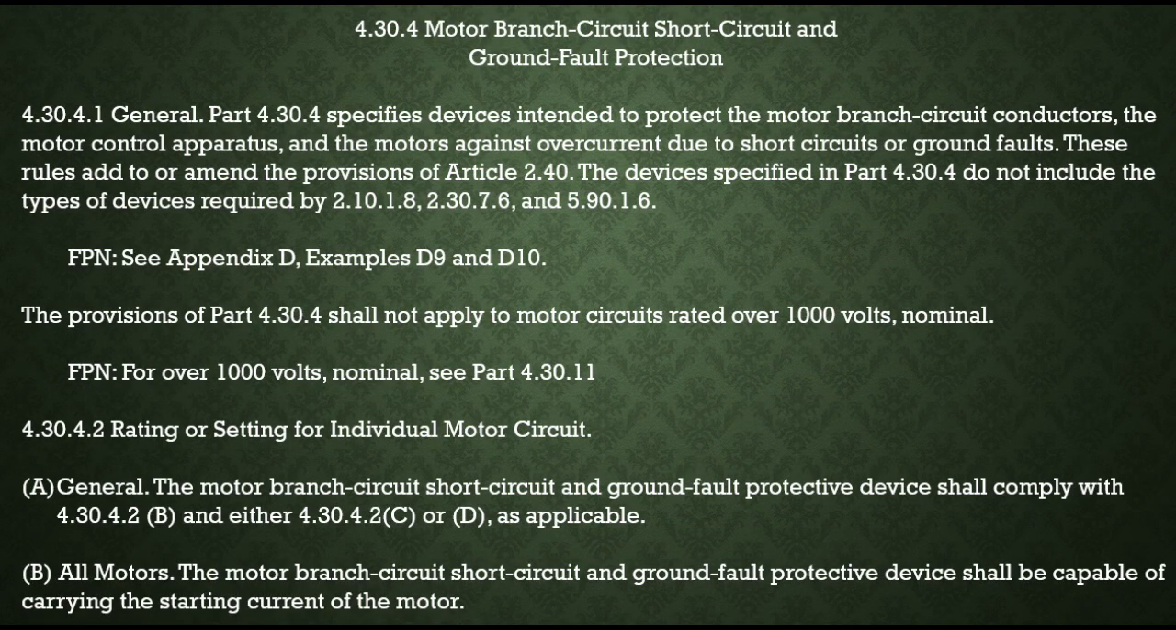4.30.4 Motor branch circuit, short circuit, and ground fault protection. Part 4.30.4 details devices protecting motor branch circuit against overcurrent from short circuits or ground faults. Adding to Article 2.40, these rules don't apply to circuits over 1000 volts. The protective device must comply with 4.30.4.2B and either C or D and must be capable of carrying the motor's starting current.